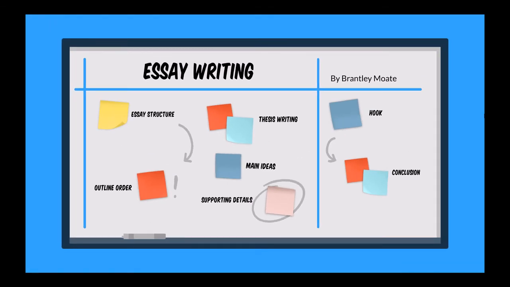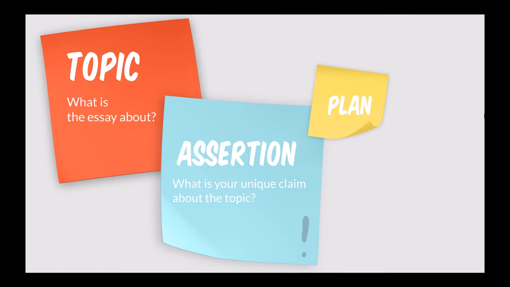Let's look at how to write a clear thesis. For your thesis, we will have 3 parts: a topic, an assertion, and a plan. Your topic says what your essay is about. Your assertion says what your unique claim is about your topic. An assertion should be arguable. What that means is that your assertion should be something that a reader can disagree with. A plan shows how you will divide your information for your reader.